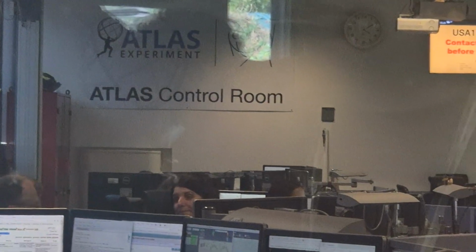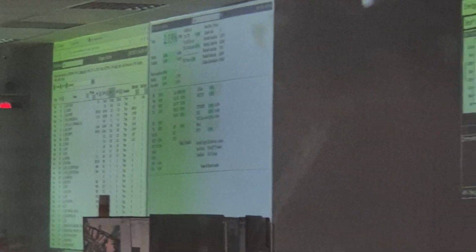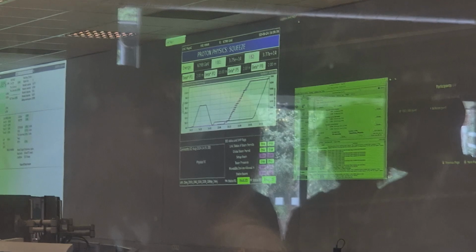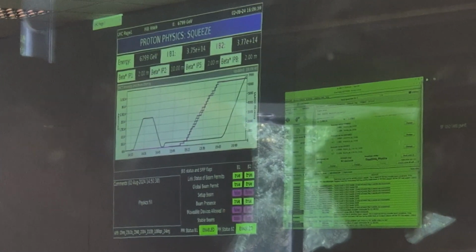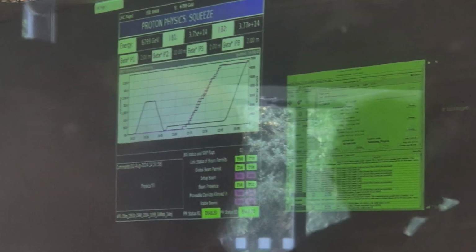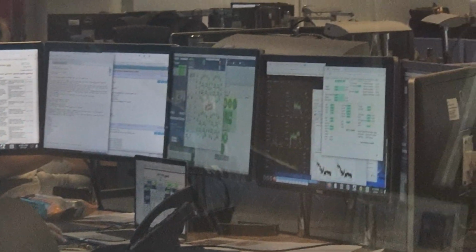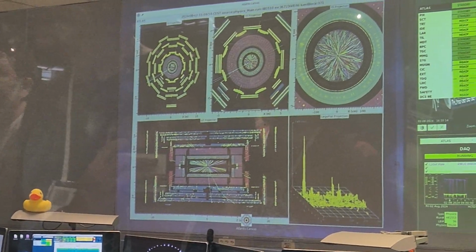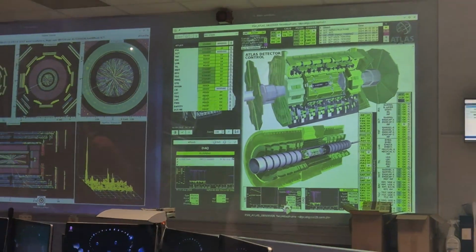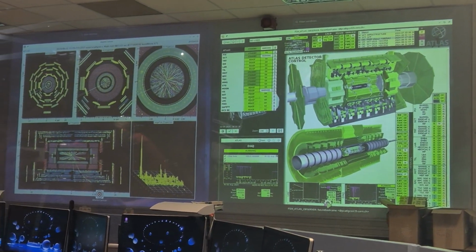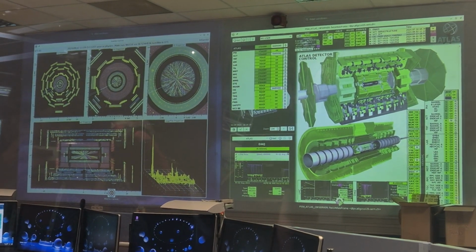This is the main control station. Since there are no collisions, we're not taking data at the moment. There are no collisions right now, so they are just getting ready. This is why there is no one here. The screens just on the left are what we use to visualize the collision. It's not live because there's no collision at the moment.